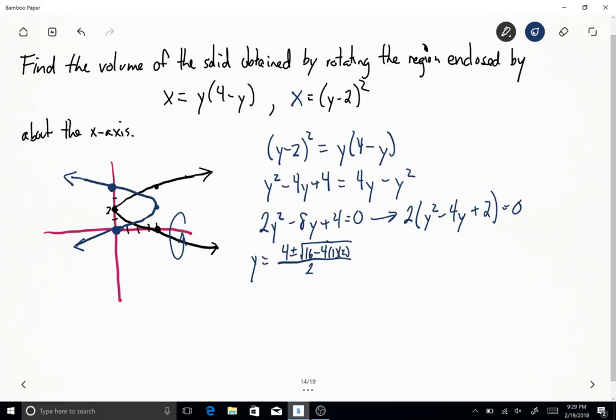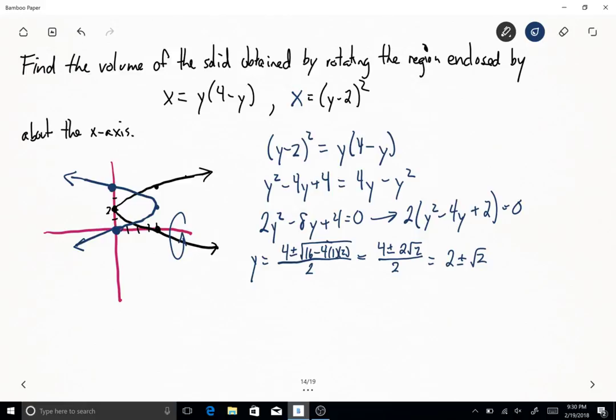2 times 1. And notice you could leave it as 2, but I factored out the 2, so I'm just using the terms on the inside. So now, where do we go from here? Well, you can write that as the square root of 8, which is 2 times the square root of 2. So this is 4 plus or minus 2 times the square root of 2 all over 2. So holy mackerel, we're left with 2 plus or minus the square root of 2. That's just our bounds, right?